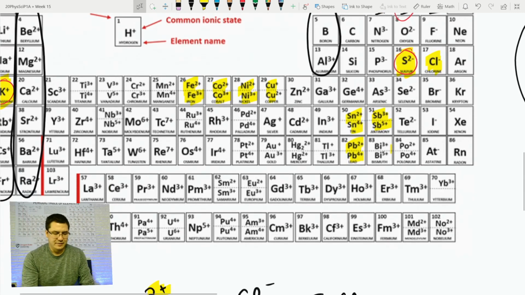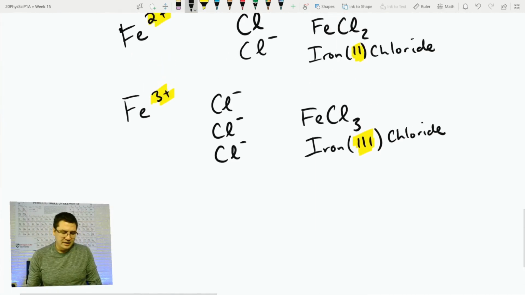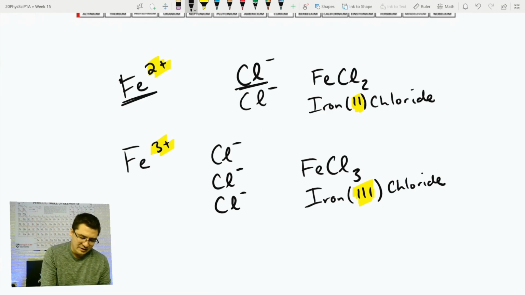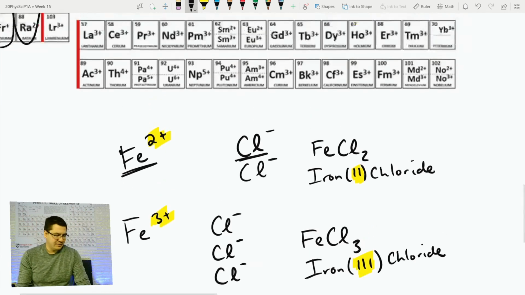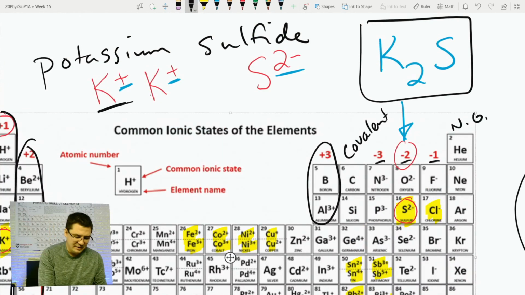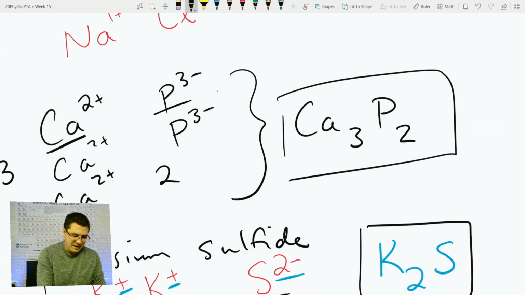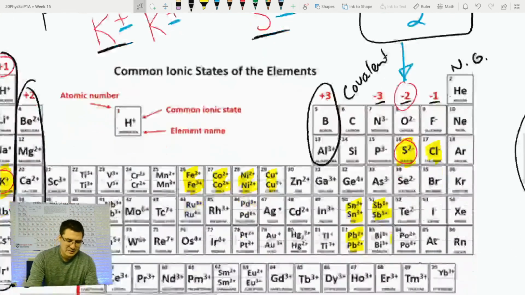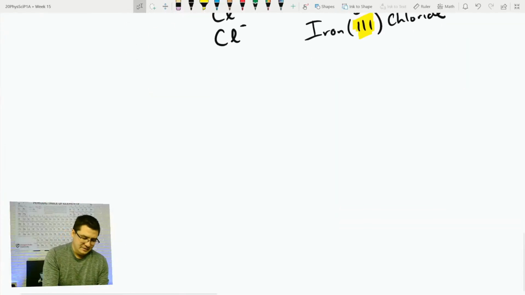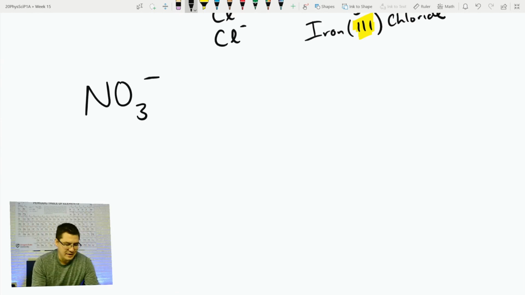The other thing I want to talk about is something called a polyatomic ion. So here I've been dealing with, say, iron and chlorine, 2 different elements, or when we did potassium and sulfur, potassium sulfide, or calcium phosphide. I was dealing with 2 individual elements for those ionic compounds. But there are some cases, like this case, this cluster of atoms, and there's 4 atoms there, 1 nitrogen and 3 oxygens.